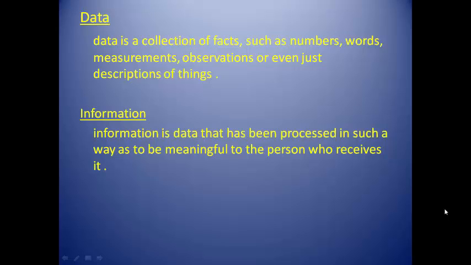Actually, data has no meaning. It's only useful and understandable for computers. But it should be converted into something which has a meaning and is understandable for humans. So we call it information. Data converts into information. Now we will learn what is information. Information is data that has been processed in such a way as to be meaningful to the person who receives it.